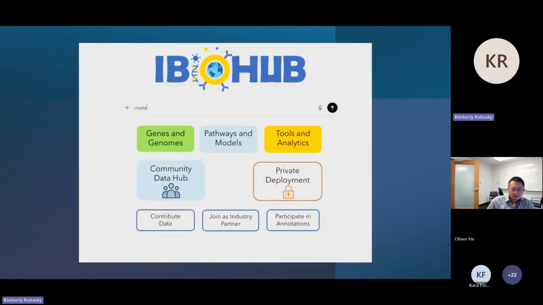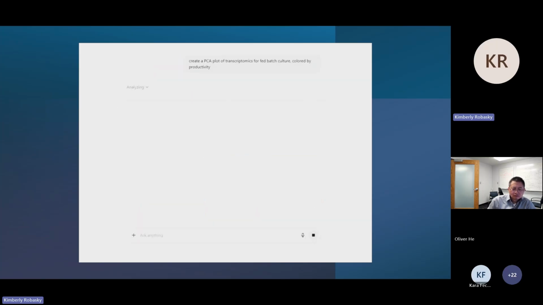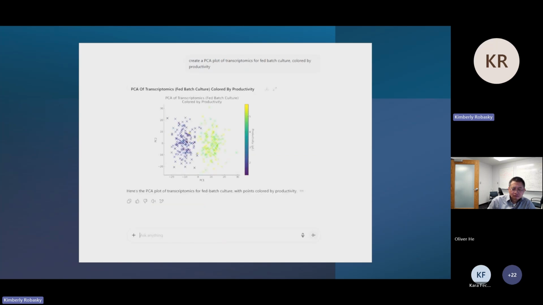Okay, so here is a demo to show you a little bit about what this is all enabling. This shows the iBioHub conversational-like interface, which will operationalize this MICBO ontology. So, for example, a user will be able to issue a natural language request, for example, show fed batch, show S transcriptomics colored by productivity.